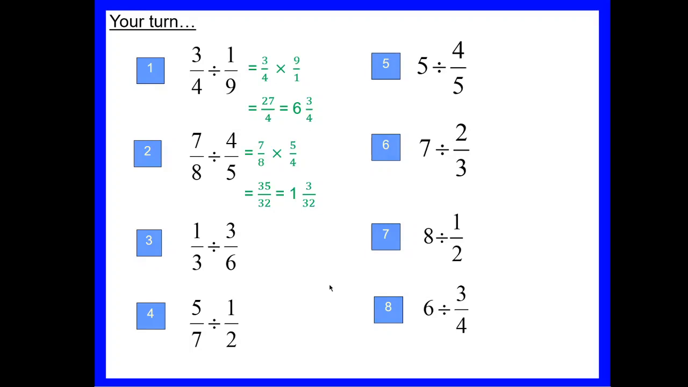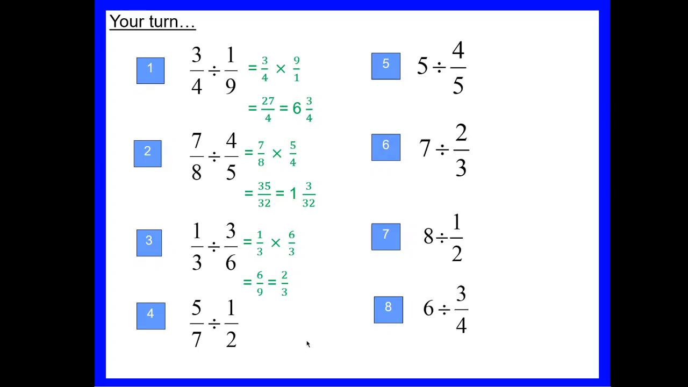Our next one then, we'll keep the third, change the symbol, and we'll flip the 3 out of 6 to become 6 out of 3. Then we multiply. 1 times 6 is 6, 3 times 3 is 9. Now, it's a normal fraction, but we can simplify it. We can divide them both by 3 to give us 2 out of 3, 2/3.